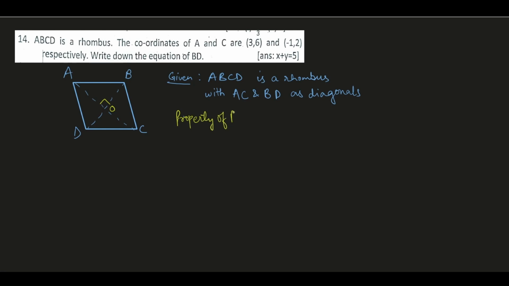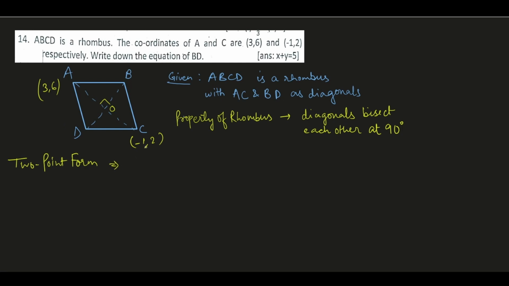Property of rhombus: diagonals bisect each other at 90 degree. Apart from rhombus, square also has the same property. Here the coordinates of A and C are given, 3, 6 and -1, 2. Very clearly we can see that point A and C are given. So we can find the slope of line AC by 2-point form. So let me write here. Why 2-point form? Because we have 2 points, that is A and C.